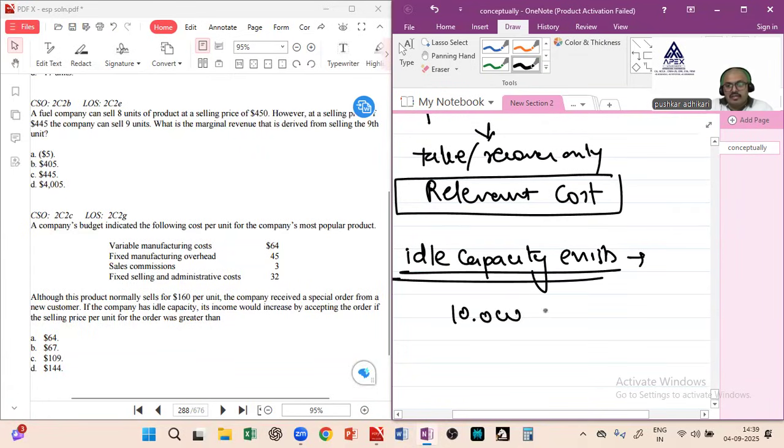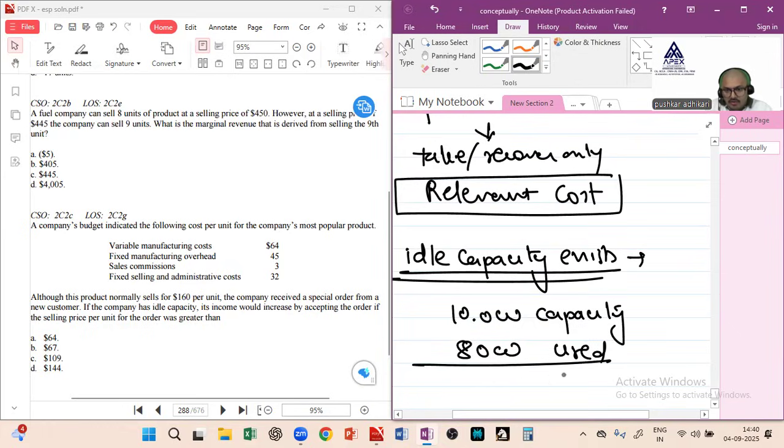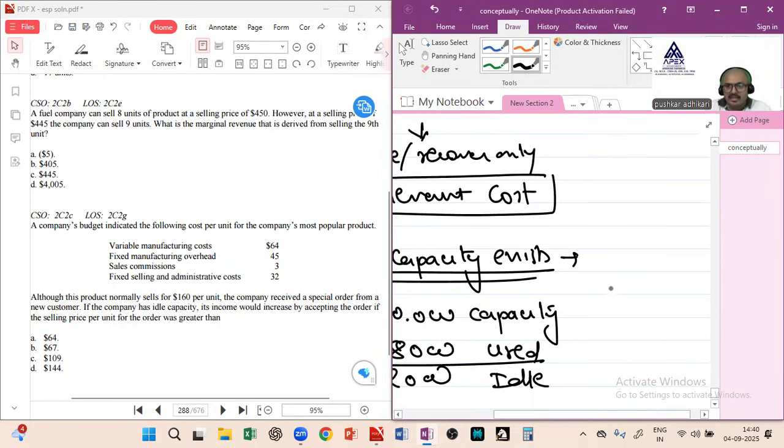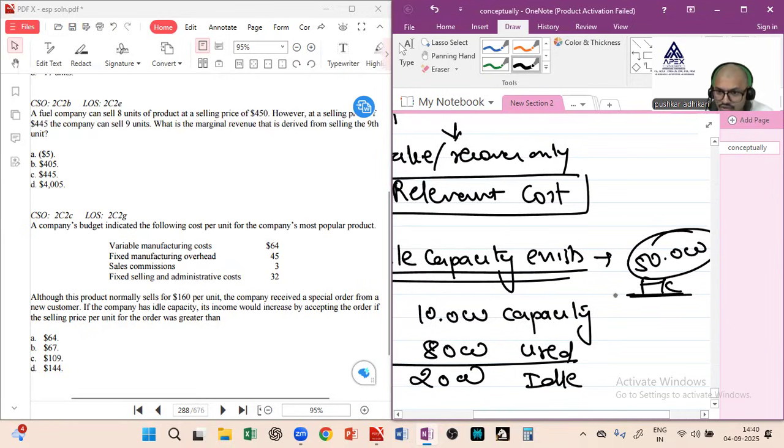There is a capacity of 10,000 units. 8,000 is used. So what is the idle capacity? Idle capacity is 2,000. Now please try to understand. The fixed cost of this company is 50,000. Since you have used 8,000, 50,000 will be recovered from how many units? 8,000 units. You cannot cry and say, these 2,000 units I've got idle, I've got a special order of 2,000 units, let me recover 50,000 from those 2,000.